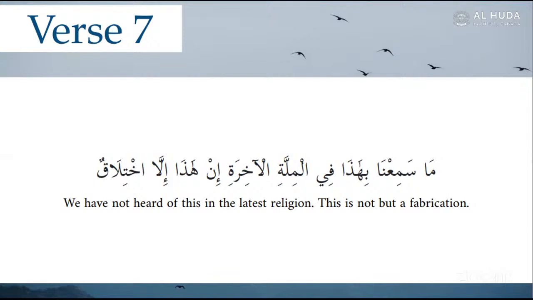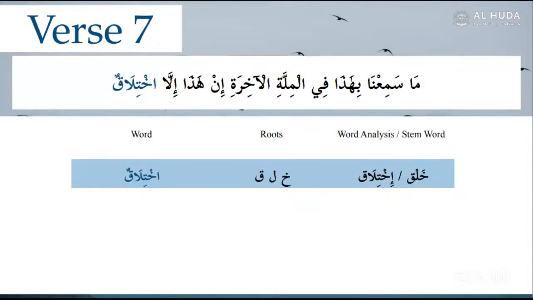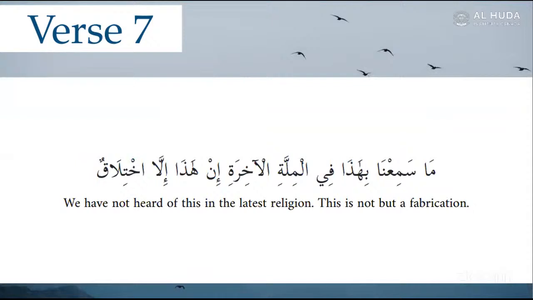Now this term ikhtilaq is from the root letters kha, lam, qaf. Khalq means to create something, and ikhtilaq is to fabricate, to make up something. Ikhtilaq is used for such a statement that has some reality to it, but falsehood and lies are also mixed into it. So it's a concoction, you could say. And again, this is further emphasizing their statement, وَقَالَ الْكَافِرُونَ هَذَا سَاحِرٌ كَذَّابٌ. So when they denied Tawheed, they also denied Risala.